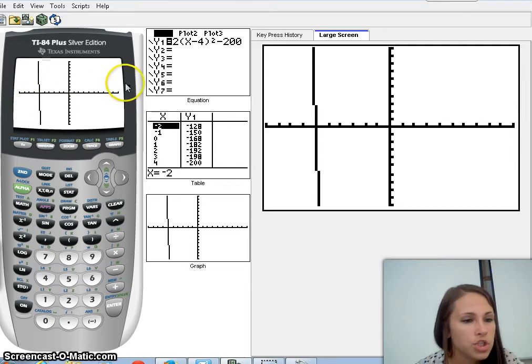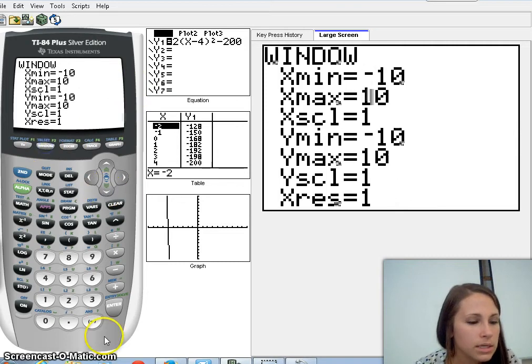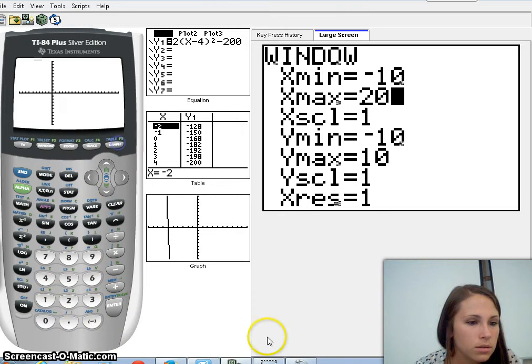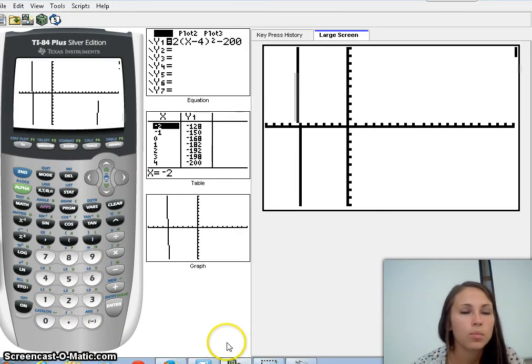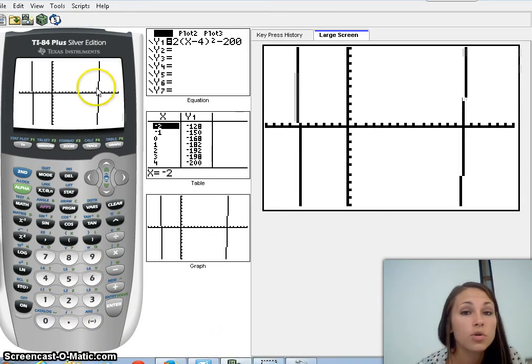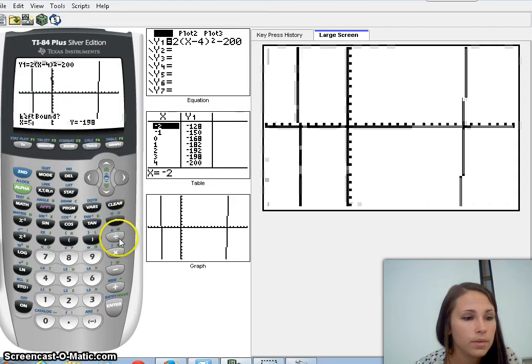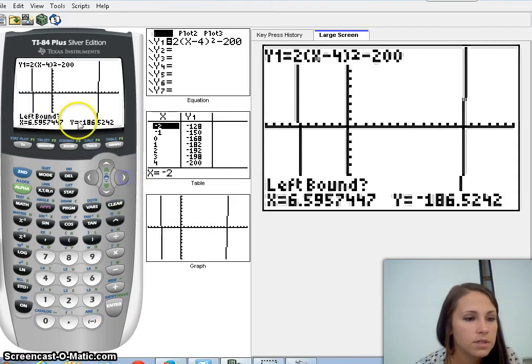So I probably need to change my window so I can see further out here to see if there's a positive 0. So I'm going to go to my window and change that x max because I need to see more to the right. I'm going to make it 20. That's just a number you'll have to play around with. So right here I can see that I do have a positive dimension. So I'm going to go ahead and find that by finding the 0. And so then left is definitely going to be negative.